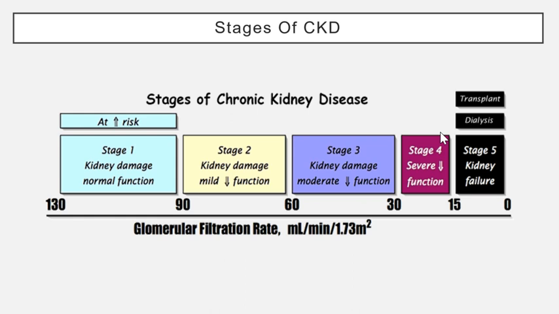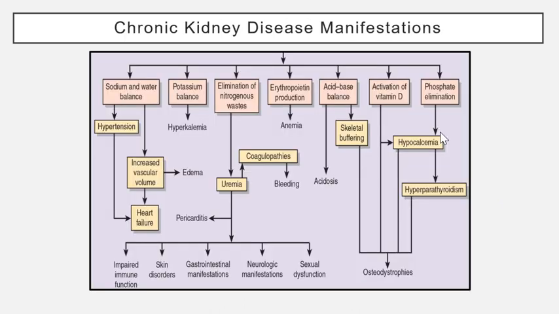Well, it's just your kidney does so much, right? So this is a nice little chart that kind of summarizes why you kind of intuit people dying, right? So sodium and water balance, potassium balance, regulation of nitrogenous waste, production of erythropoietin, which stimulates blood growth, acid-base balance, activation of vitamin D, and phosphate elimination.